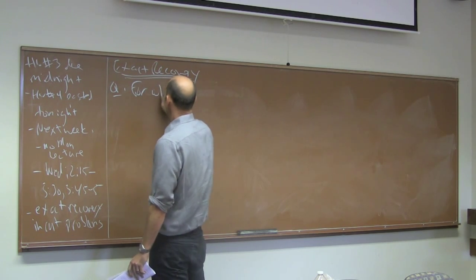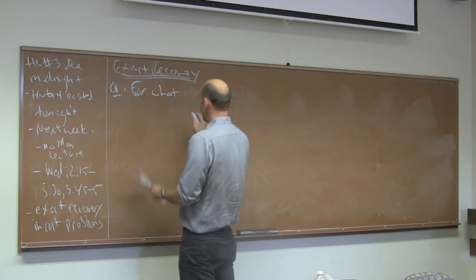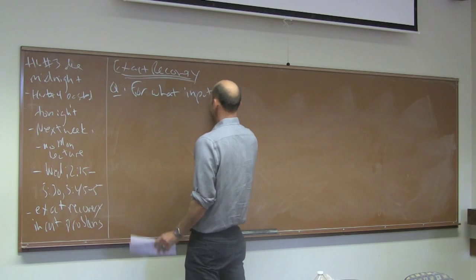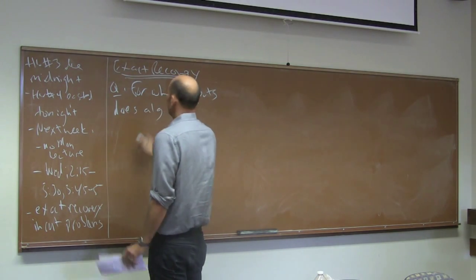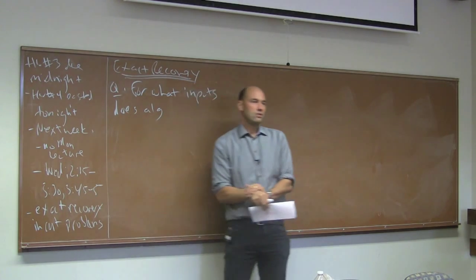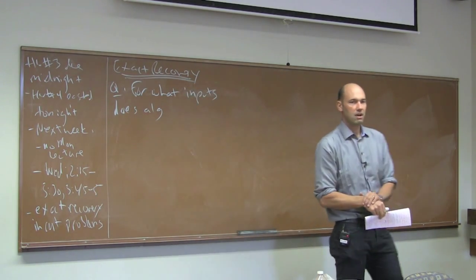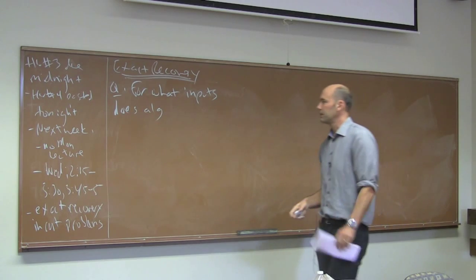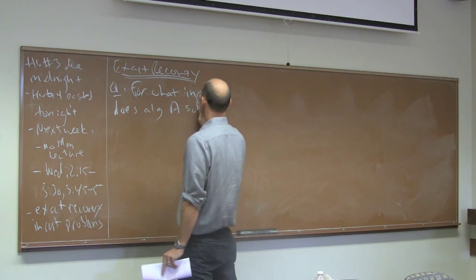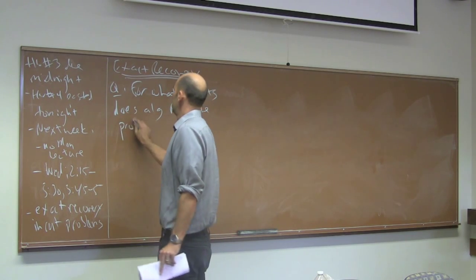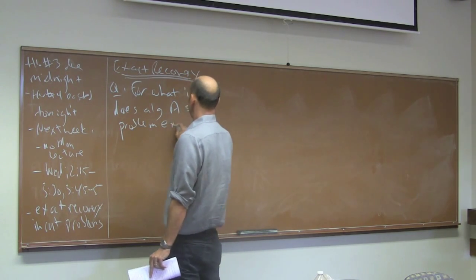In exact recovery, the question you're trying to understand is, for a given algorithm that you have in mind, figure out which inputs this algorithm works properly on. So it solves the problem correctly. So for what inputs does a given algorithm A solve the problem exactly?